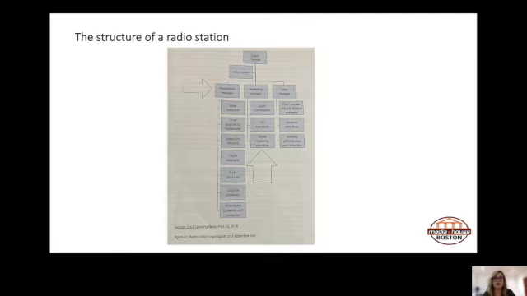In addition to the official structure, and specifically in the case of community radio stations, they have volunteers. So for instance, people who work without payment. These volunteers may be paid a stipend of sorts to cover their expenses such as transport, but they will mostly work for free.